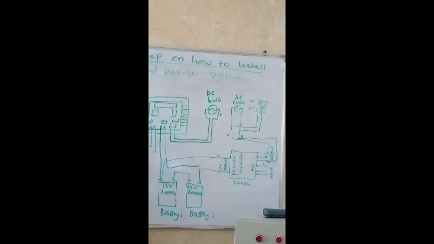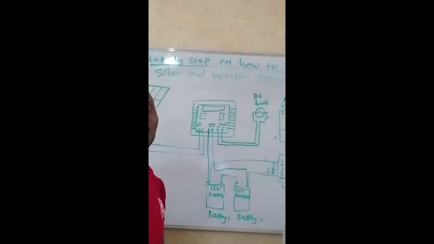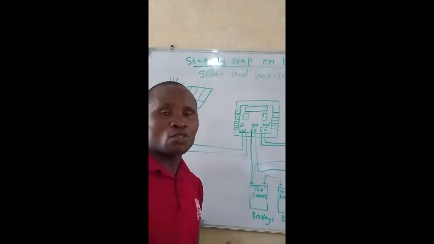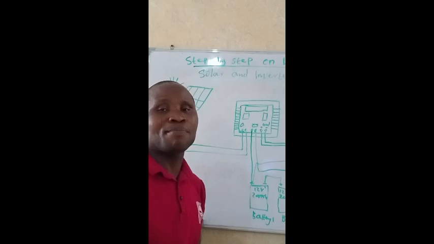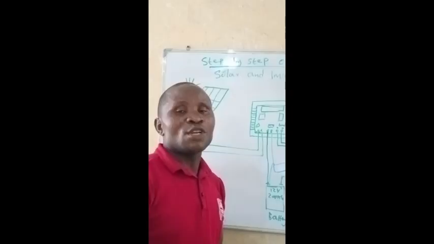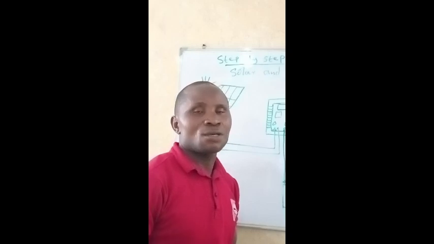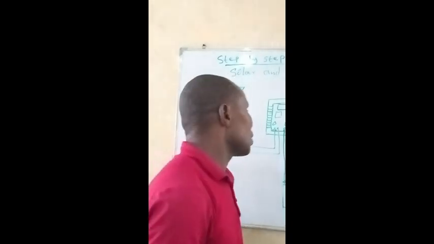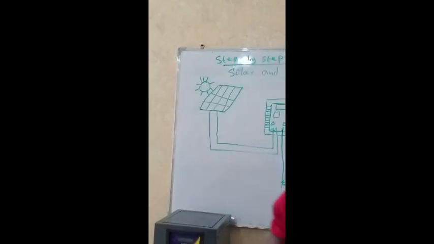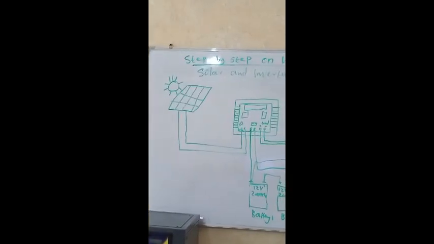At this point, if you don't want to use the utility to charge the battery, or sometimes when there is power failure and the battery is not properly backed up, if you don't want to use the utility to charge it, you may not connect it. But if you want to use the utility to charge it, this is the input of the utility.